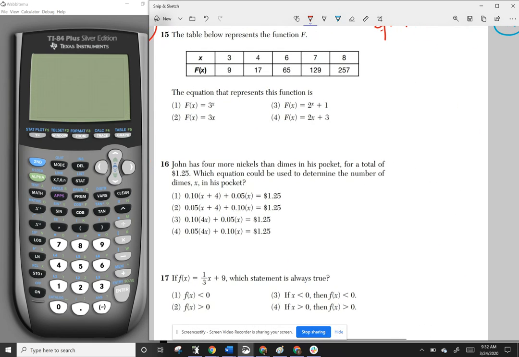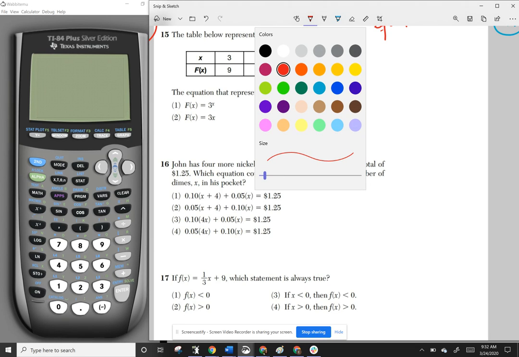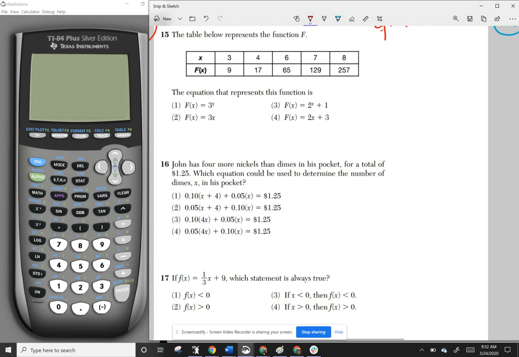Okay, question 15. The table below represents the function f. So which equation represents this function? So we're given the table. They want us to figure out what the actual equation of the function is. So the first thing that will be beneficial is to look at the rate of change.